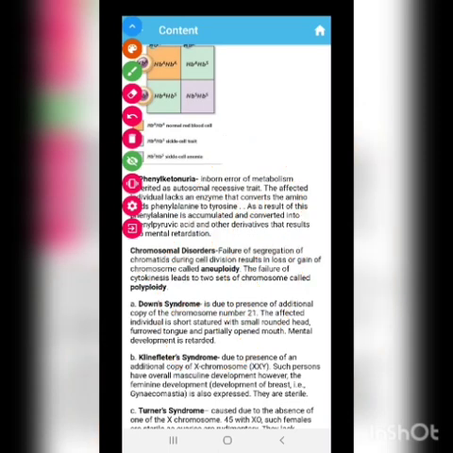So failure of segregation of chromatids during the cell division results in a loss. If at one place there is a loss, at another place there will be a gain. So there will be either a loss or a gain in the chromosomes. That is known as aneuploidy.